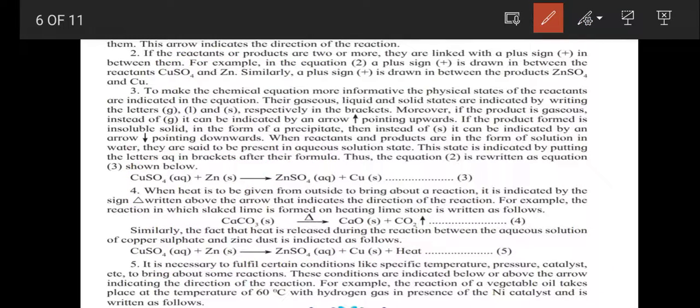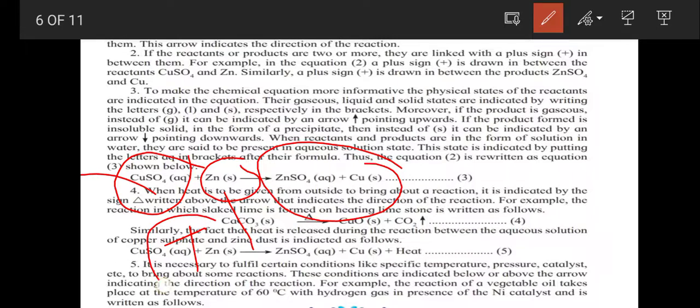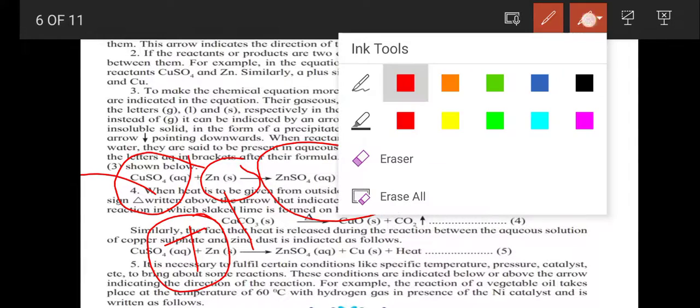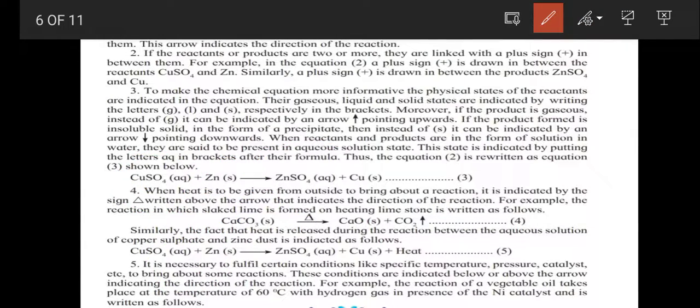Then if the reactants or the products are two or more, they are linked with the plus sign. That means here CuSO4 and Zn are there, so they are separated by the plus sign. That means the product is formed with the help of these two different reactants. So for separating them the plus sign is used. Then CuSO4 plus Zn gives ZnSO4 and Cu.